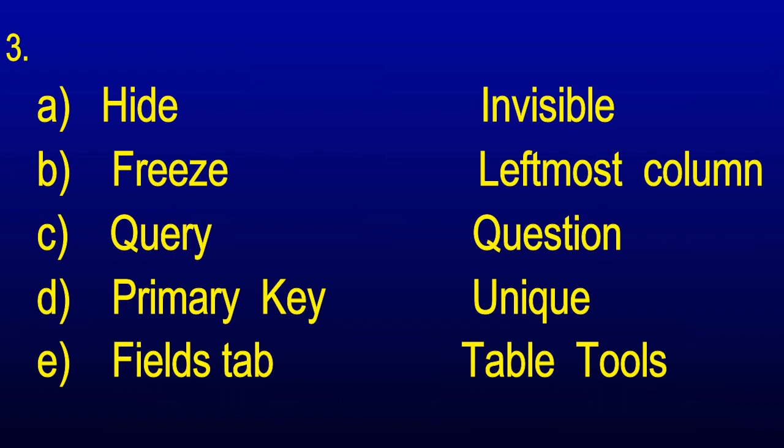unique. Remember, primary key, that is a unique value. So it will be unique. At the last is coming fields tab. It will be table tools. You know the table tools, whatever one part we write, that name is field tab. Okay. So these were the match the following. I have written one statement, so you will also write the statement. Once again I said. Okay.